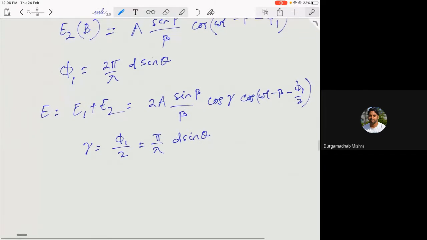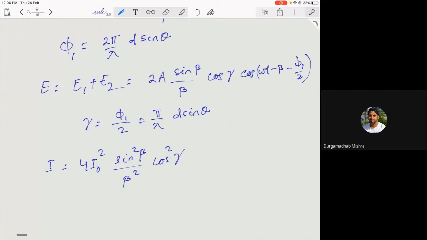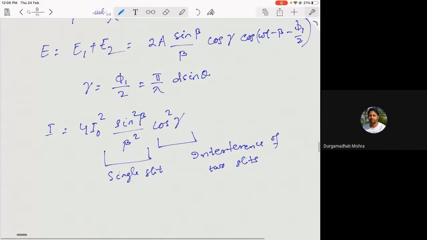And what is the intensity? Intensity will be 4 I naught square sine square beta by beta square cos square gamma. Now you have one extra term compared to a single slit. This is the intensity due to the single slit, and this is the intensity due to the interference of two slits. So this extra term appears due to the interference pattern between the two slits. This sine square beta by beta square term is due to the diffraction pattern that comes from the single slit.